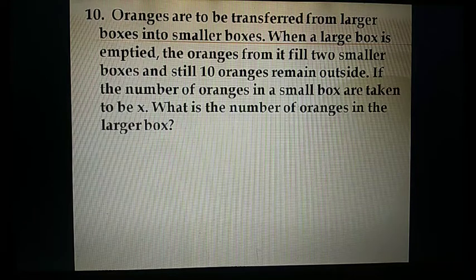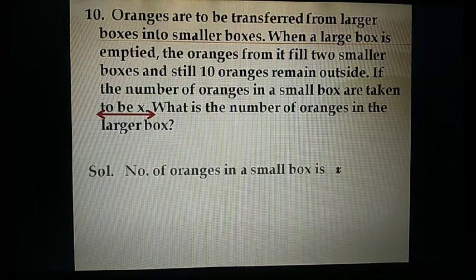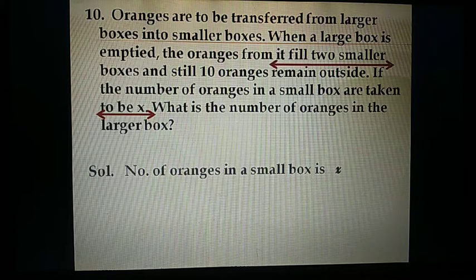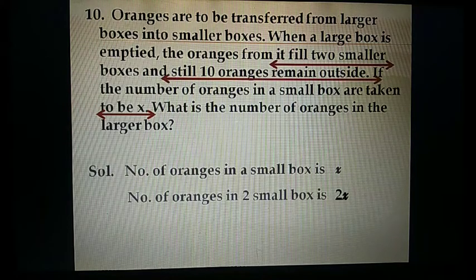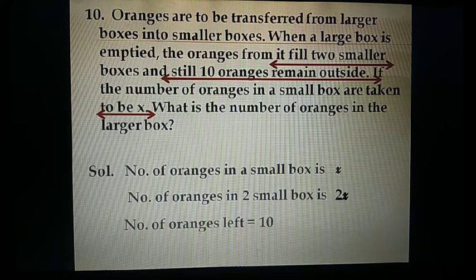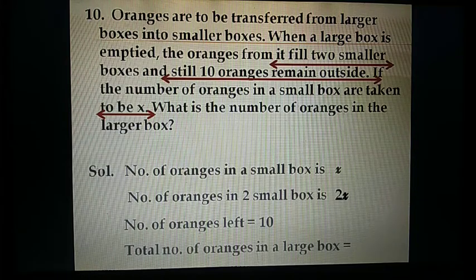in the larger box? So first, it's clearly given to you that the number of oranges in one single small box is x. And as the large box is filling two small boxes, the total number of oranges in two small boxes will be 2x. But still, 10 oranges remain outside. So in all, the total number of oranges in a large box is 2x plus 10.